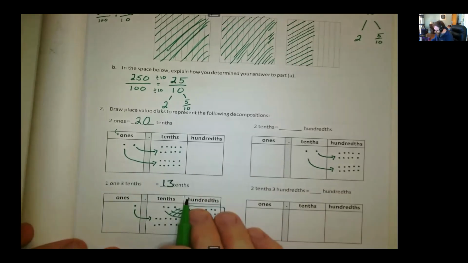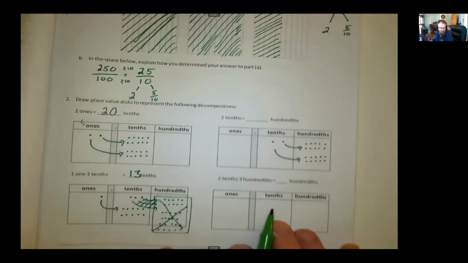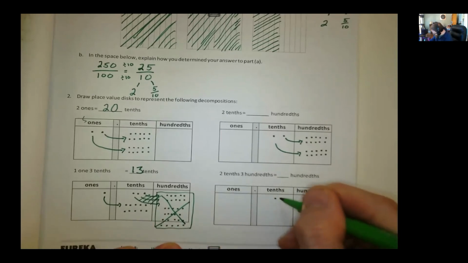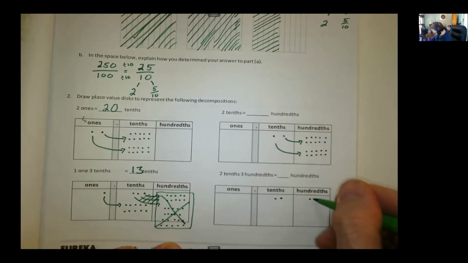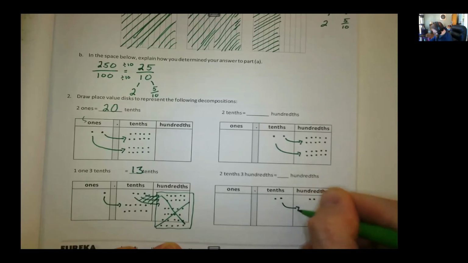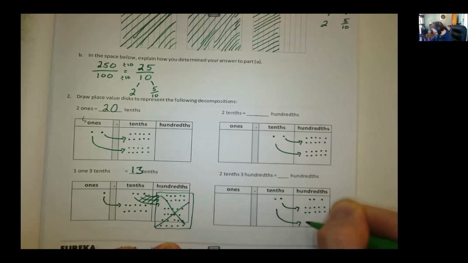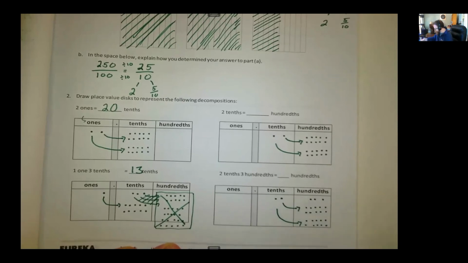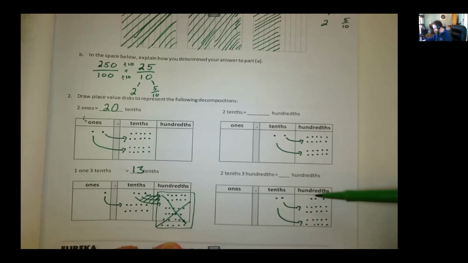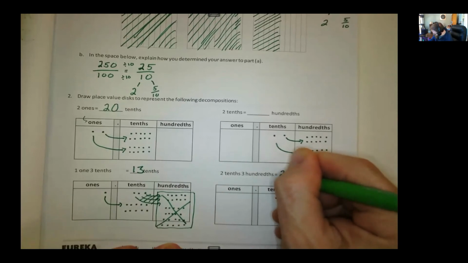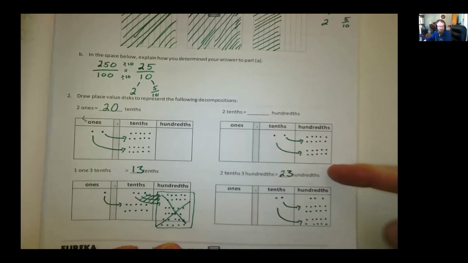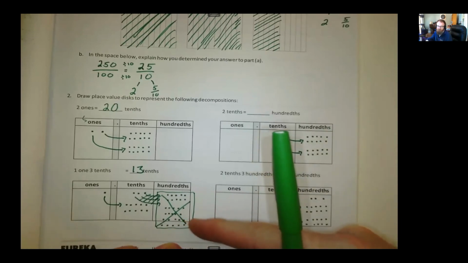I thought they were asking for hundredths. That's what they're doing here. So let's see what happens here. We have 2 tenths and 3 hundredths. So each of these tenths becomes 10 hundredths. 1, 2, 3, 4, 5, 6, 7, 8, 9, 10. 5, 6, 7, 8, 9, 10. 10, 20, 1, 2, 3. 23 hundredths. Make sure your paper looks like mine, except don't copy my mistake.